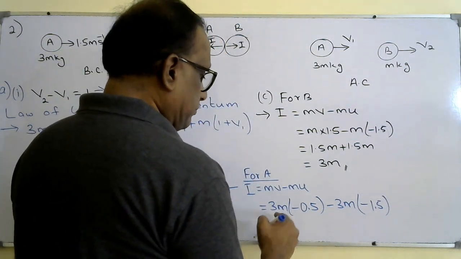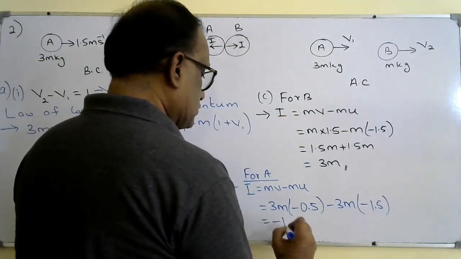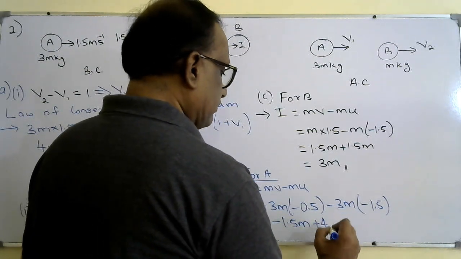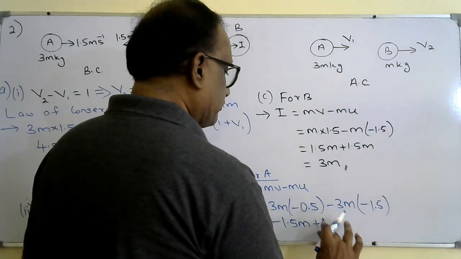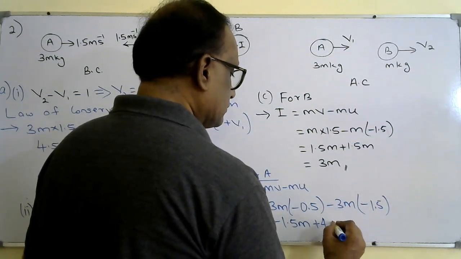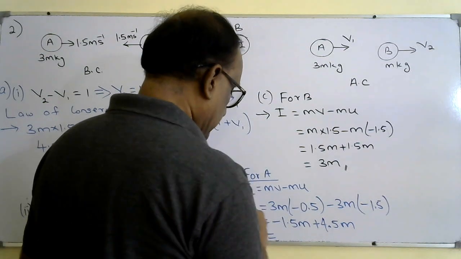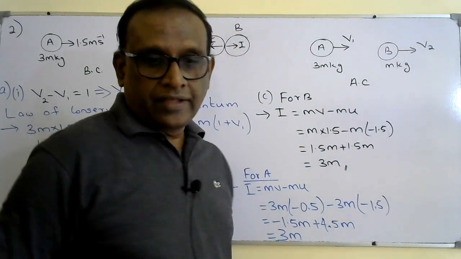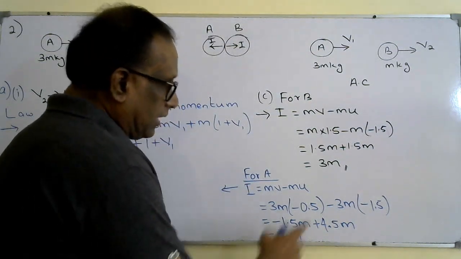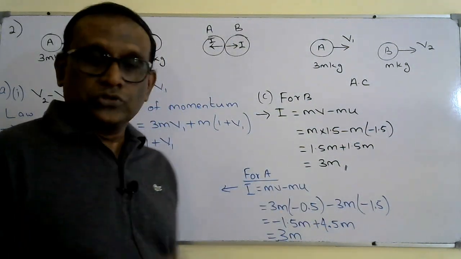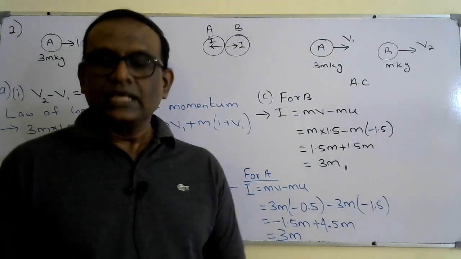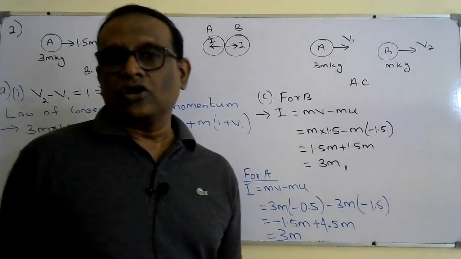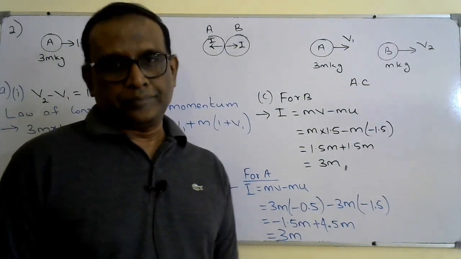That is 3m into 0.5, so minus 1.5m plus 4.5m. That's going to be towards left, 3m. 4.5 minus 1.5, 3. So you will get the same answer. The magnitude is the same whether you do it for A or B, but they asked for B, so I did it for B. That's the actual answer, but this is also correct, nothing wrong, because both experience the same impulse.